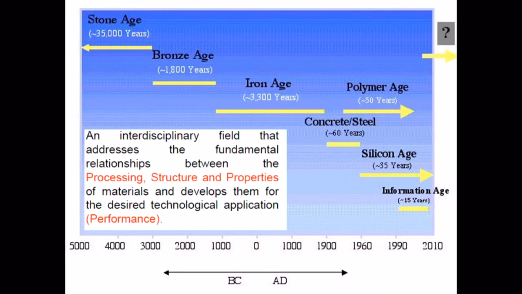Okay, the material age. We can start from the Stone Age, then the Bronze Age, Iron Age, Polymer Age, or in between you have other concrete or steel, and then silicon. Now we are in the information age. Material science, the study of materials, is basically the processing, structure, properties and performance of materials. I will go a little bit fast on this because this is an introduction.